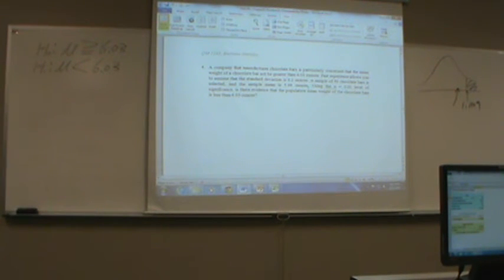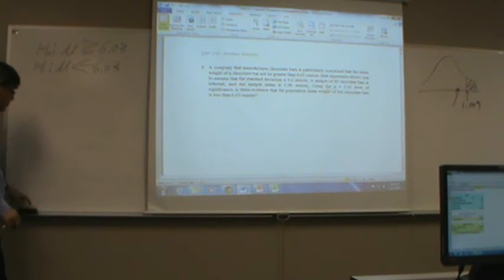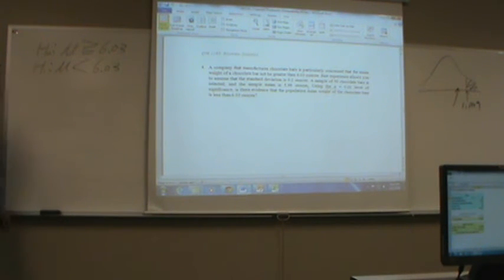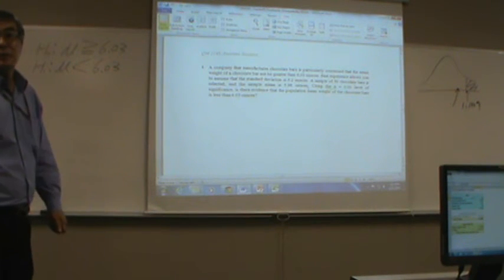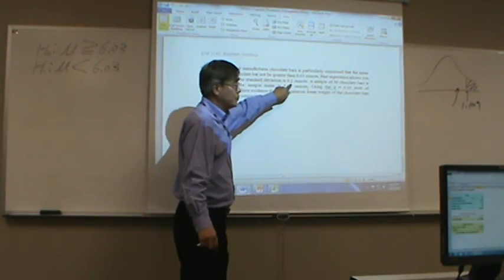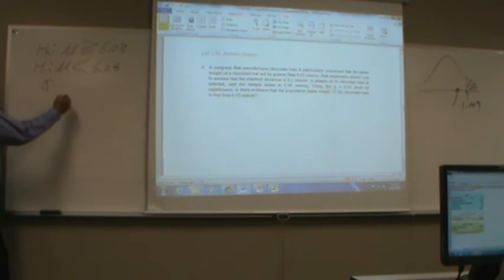It's one tail, right? Left tail or right tail? Left, because this one is pointing left, like an arrow. Z-test or T-test? Z-test, because the population standard deviation of 0.2 is given from past experience. So Z-test.